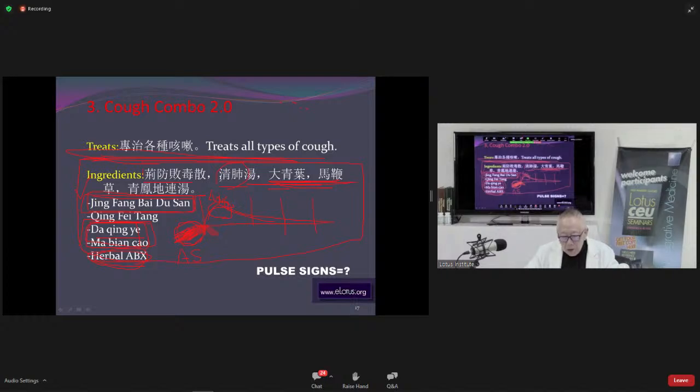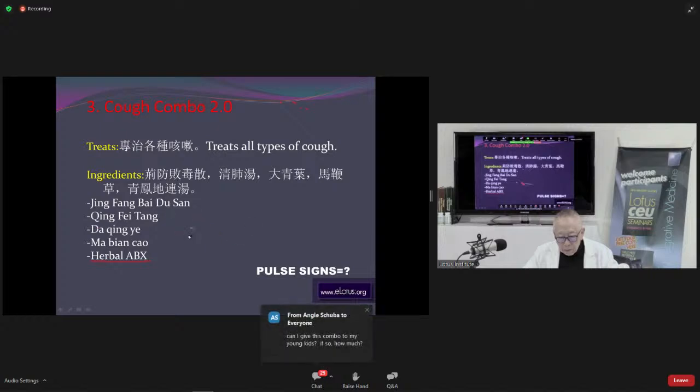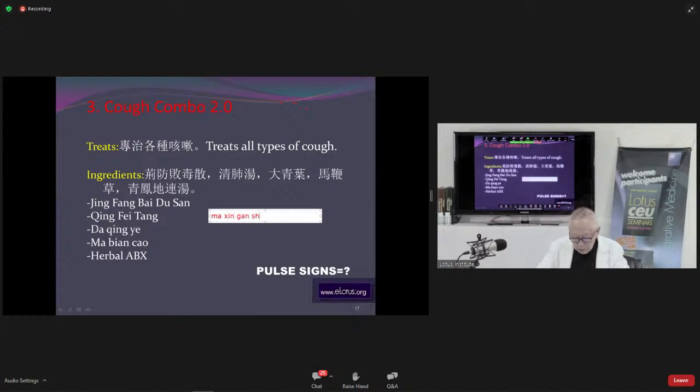The 清肺汤, or you can use 麻杏甘石汤, 麻杏石甘汤, or something. Let me put it down. But we don't have ma huang in there, but it still works to open up the chest.